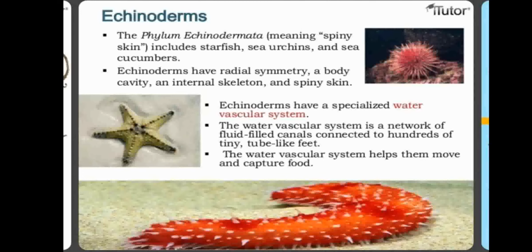So students, the phylum Echinodermata includes starfish, sea urchins and sea cucumbers. These are the examples of echinoderms. Echinoderms have radial symmetry, a body cavity, an internal skeleton and spiny skin. And they have a specialized water vascular system. The water vascular system is a network of fluid-filled canals connected to hundreds of tiny tube-like feet. So students, they have tube feet and it helps them in feeding, respiration and attaching themselves to surfaces.